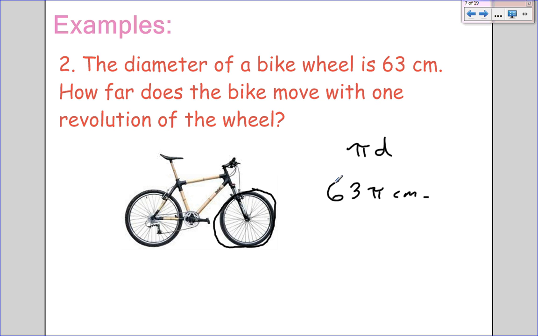Now, you're not going to tell your friend that your bike moves 63 pi centimeters. So we're actually going to take this and we're going to round it. So in your calculator, you would type in 63 times 3.14, and you get that the circumference is about, because we're rounding, remember, 197.82 centimeters, because we use 3.14 as an approximation for pi.